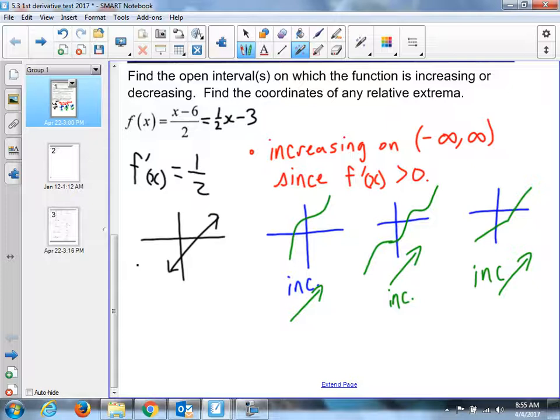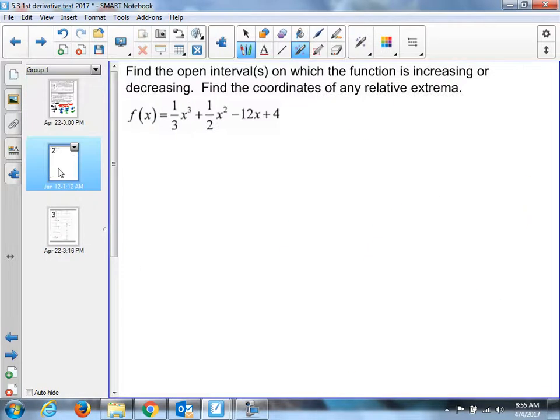Now, giddy up, I got a couple more to take a look at, okay? Any questions about just what those rules meant? No? Find the open interval where it's increasing or decreasing. Then find the coordinates of any relative extremes. This one has some. So we do the derivative first.